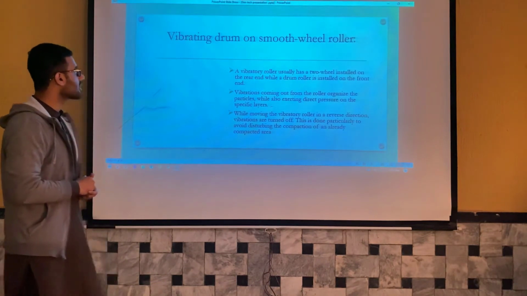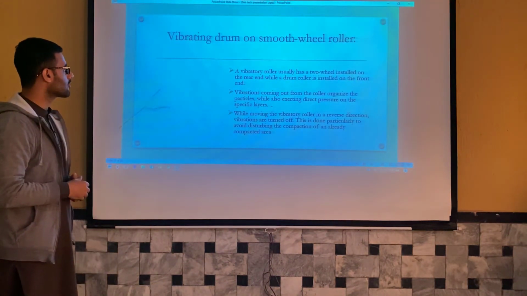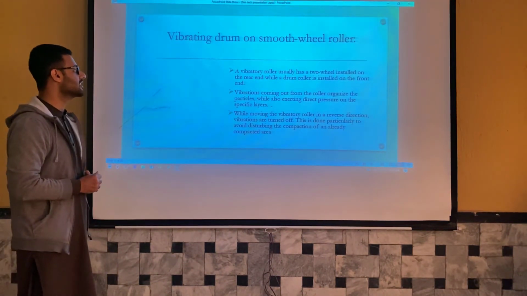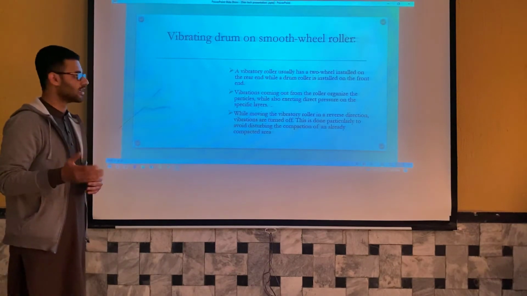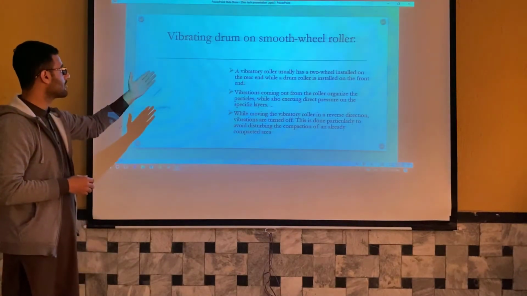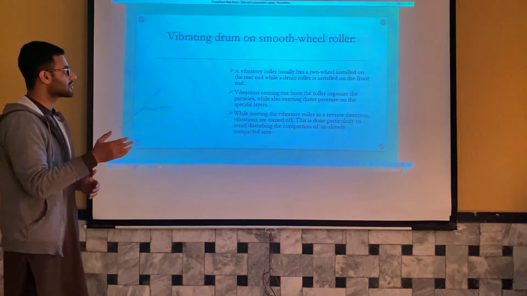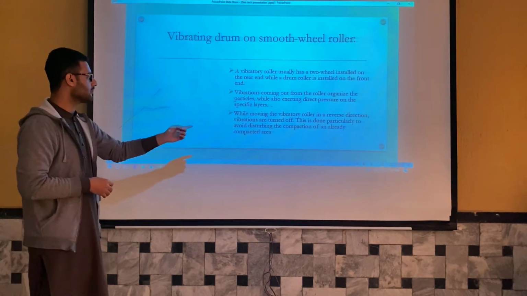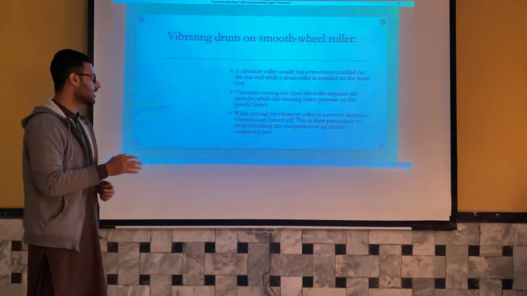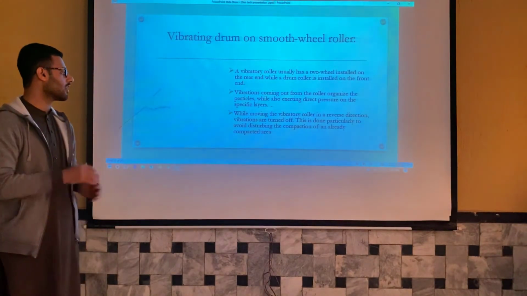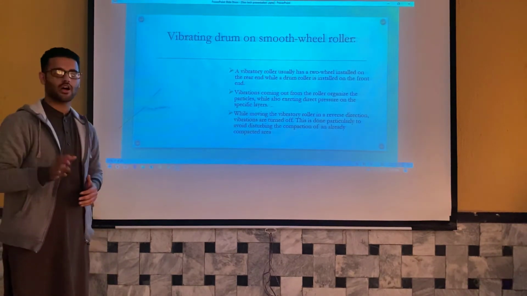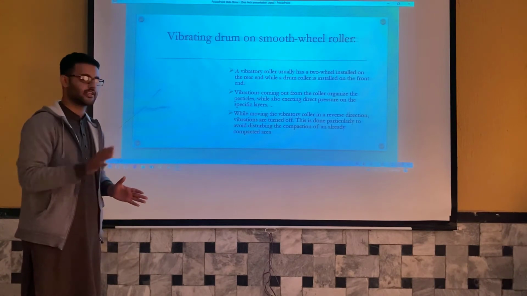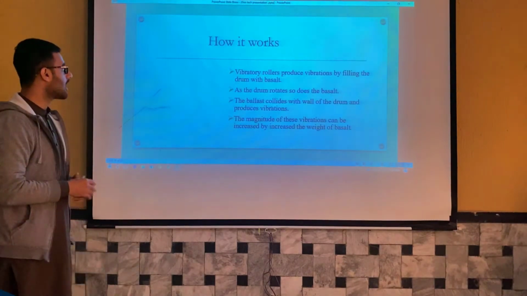Vibrating drum or smooth wheel roller is another type of roller. A vibrating roller usually has two wheels installed on the rear end, or a drum roller. As the name suggests, it is a vibrator and a drum roller installed on the front end of its head. While moving the vibrating roller in reverse, the vibrations are turned off. This is done particularly to avoid disturbing the already compacted area, so that the compacted area should not be disturbed.